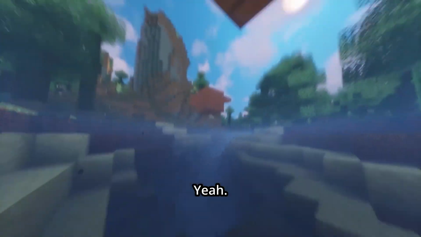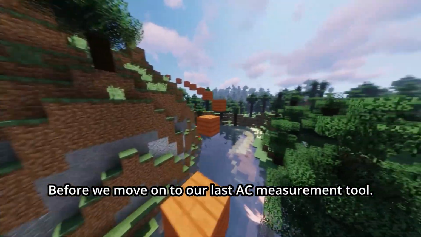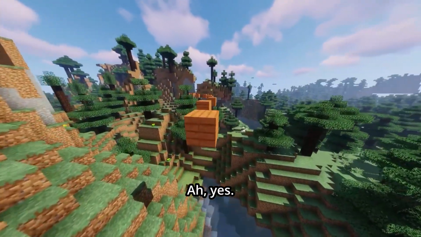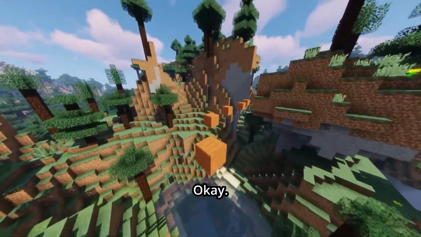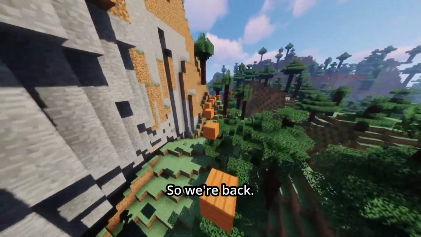Yeah. Maybe it's time for a quick break. Yeah, let's take a breather before we move on to our last AC measurement tool. All right, sounds good. The Bode plotter. Yes, the Bode plotter. That's a special one. I'm excited to learn more about that. Okay, we'll dive into that after the break. Sounds good. Okay, so we're back. Back for more.